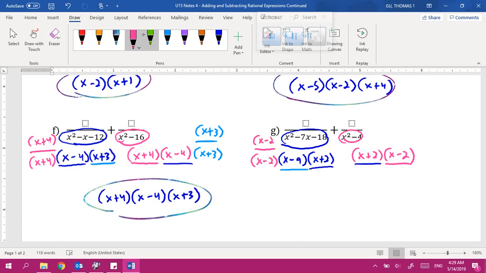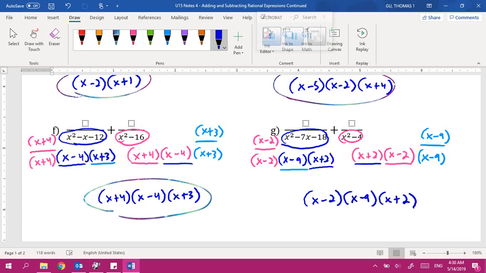So multiply like this. And what do I need to multiply the right denominator by? The x minus 9 that's missing. And now look, the denominators are the same. It's going to be x minus 2 times x minus 9 times x plus 2. And that's going to be the least common denominator.